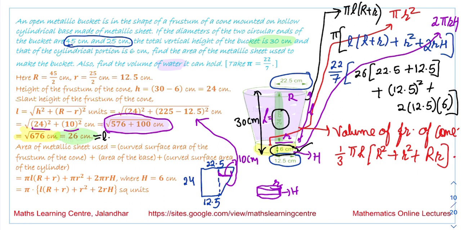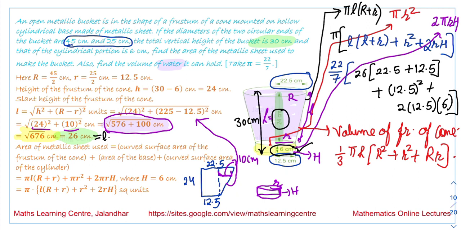When we substitute the values in this formula, the calculations are shown on the next slide. We get the final answer as 16100 by 7 centimeter cube, which is equal to 23728.57, and this is equal to 23.73 liters.